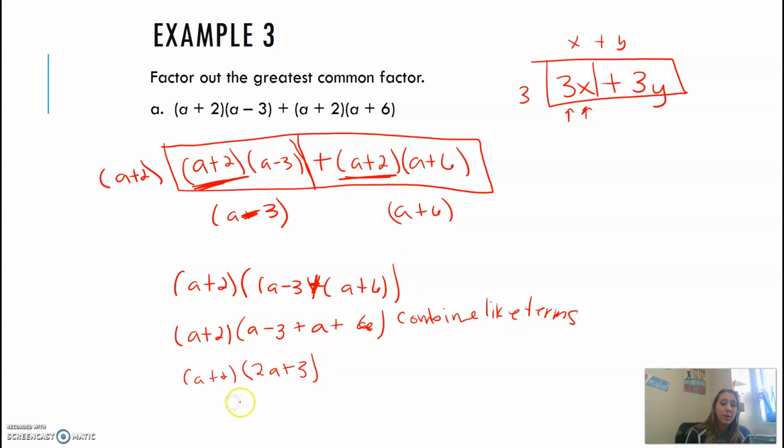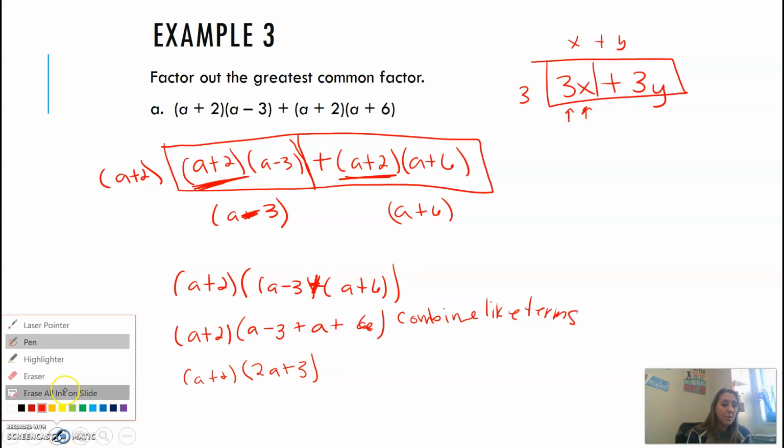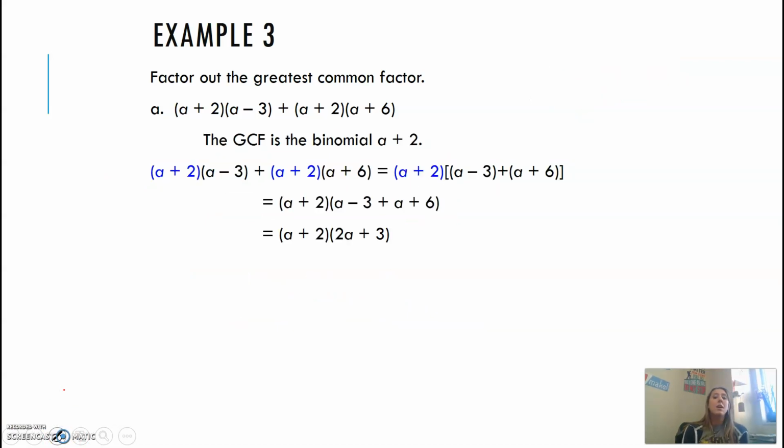So I've combined my terms. I've checked to see if I can factor any further, and I can't. So that is what we end up with. Alright, so let's do the next one.